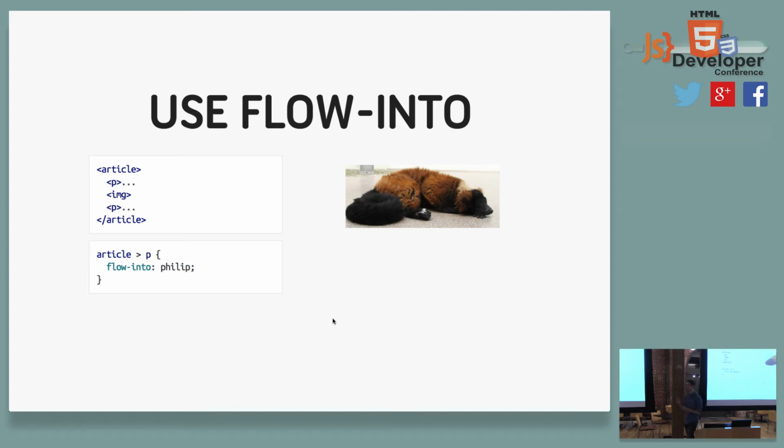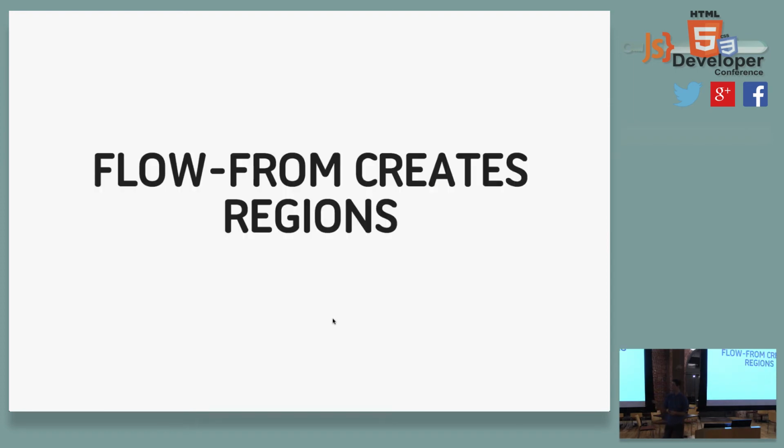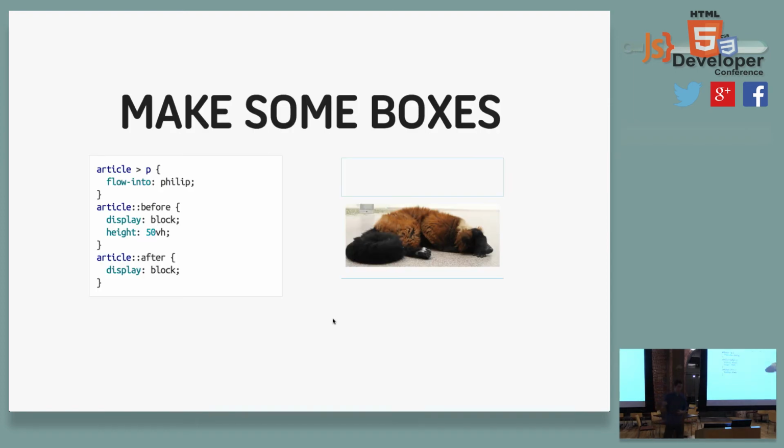All of the content inside those paragraphs, because that's what I've selected, is now extracted and off screen into this named flow. And it won't show up on screen again unless I use flow from, which pulls the content out. So flow from creates the actual region. We're just going to draw some boxes first.